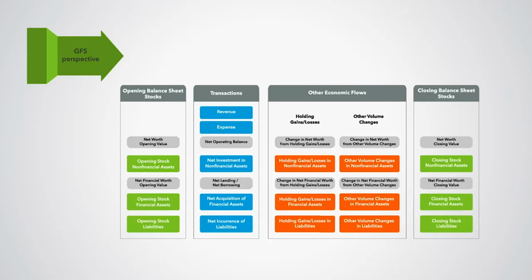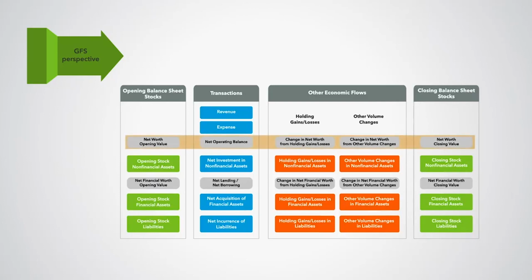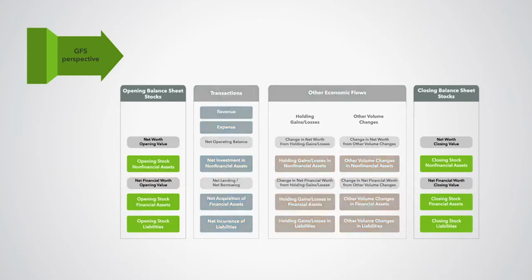Moreover, the traditional model fails to recognize the impact of other economic flows and their linkages in an integrated balance sheet. Changes in stock positions between periods are explained by the transactions and other economic flows. Modern fiscal policy uses integrated balance sheets to formulate policies and monitor their impacts on net worth and net financial worth, as well as the composition of the balance sheet.